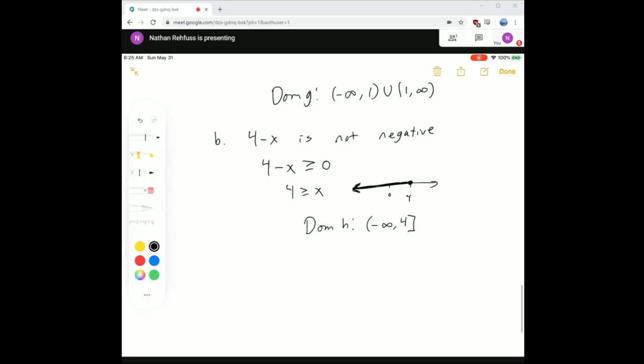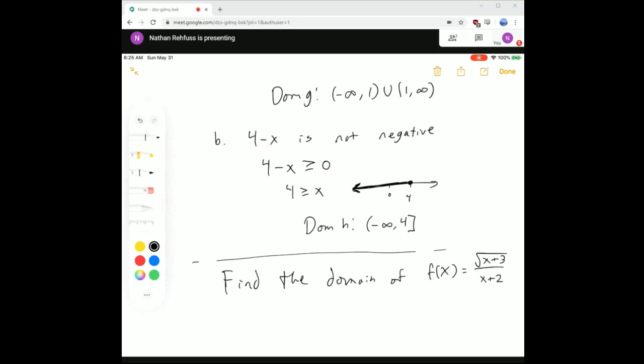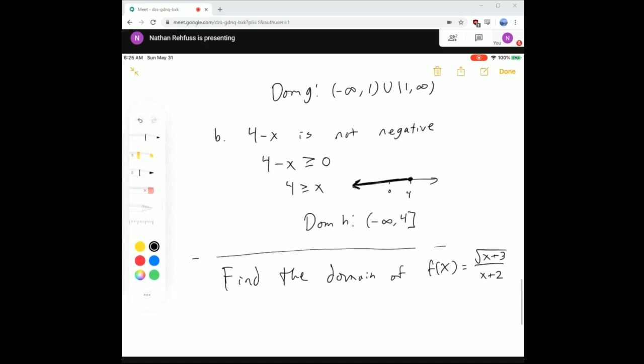Let me do part C. Let's call this f of x, because I've run out of names again, so I'm recycling. Let's call this f of x is, and this is going to be a crazy one, root x plus 3 divided by x plus 2. Now both rules are in play.